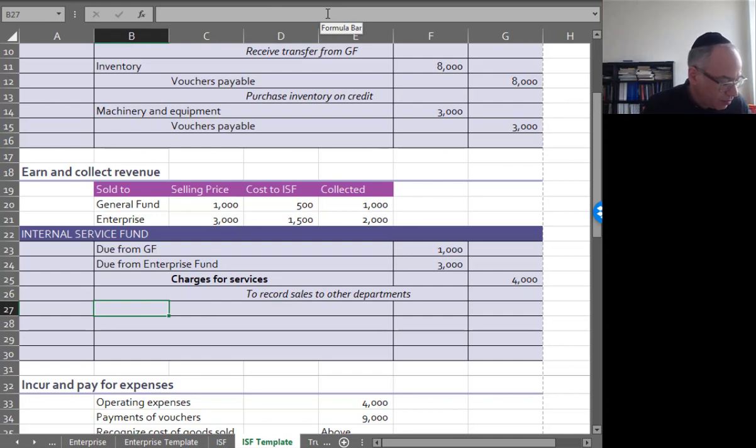And let's say I collect the money. Excuse me, I'm going to collect $3,000. So I've got my due from general fund, due from enterprise fund.